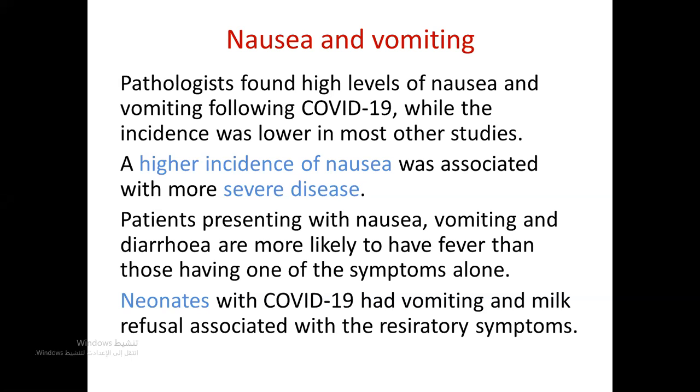يعني إنه البيشنت اللي عندهم COVID-19 عندهم vomiting وdiarrhea وعندهم النوزيا، 3 symptoms together مع بعضها يكونون معرضين للفيفر أكثر من ما تكون one symptom alone مثل النوزيا أو vomiting. Neonates with COVID-19 had vomiting and milk refusal associated with the respiratory symptom، يعني يحدث عندهم قيء وما يتقبلون الحليب من mother's breast. Next.